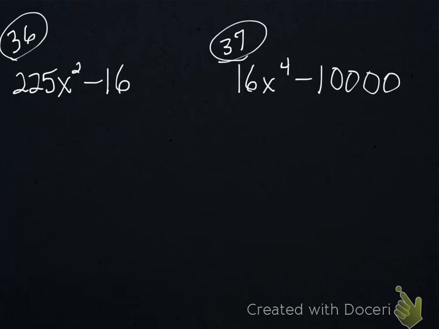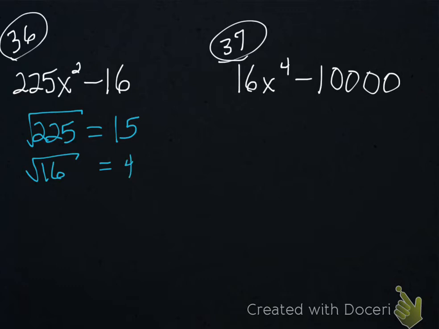Number 36. Again, difference of two squares. What is the square root of 225? The square root of 225 is 15. The square root of 16 is 4. So I write my binomials.